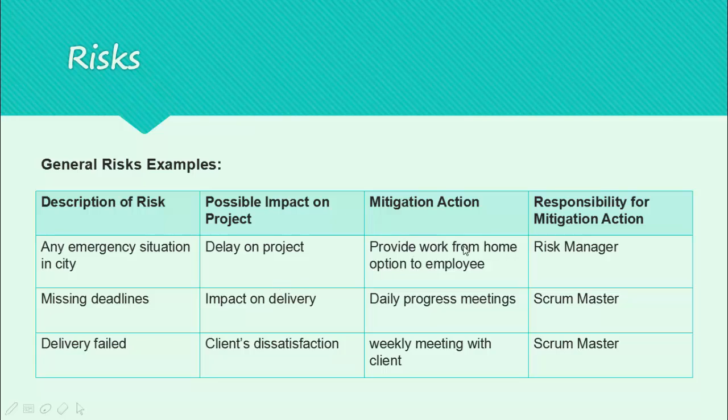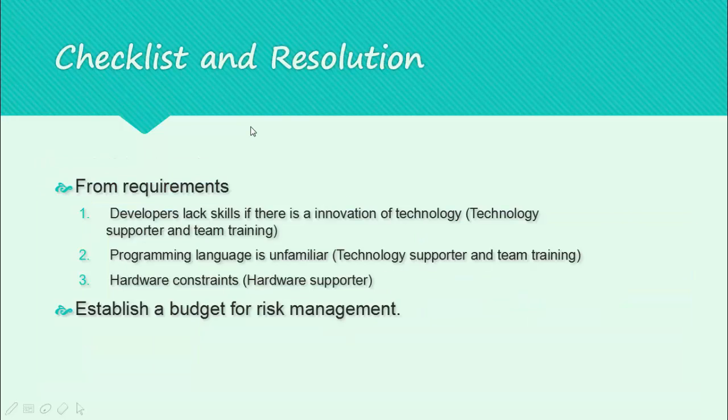We provide an option to employees: they can work at home if it happens within the deadline. It will impact delivery, but we have a daily meeting. If delivery failed, it will lead to clients' dissatisfaction, but we communicate with clients at a weekly meeting. It will help us. Checklist and resolution.